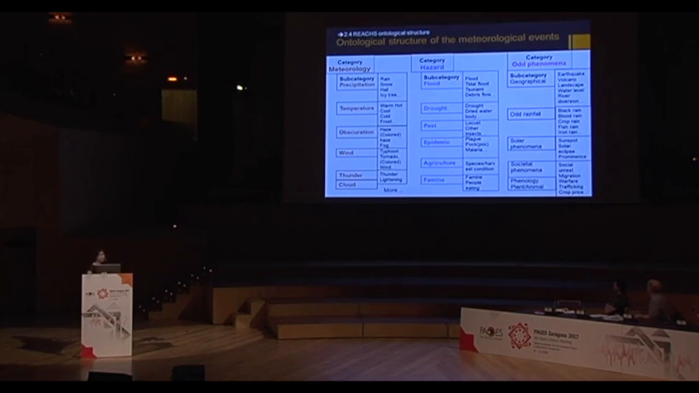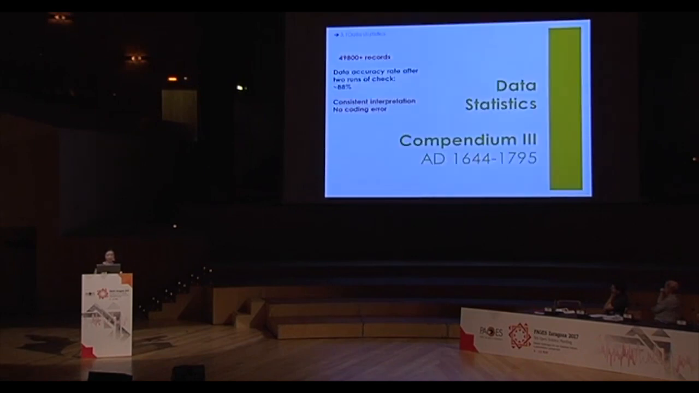So that is a brief snapshot of our ontological structure of the meteorological events. We have three main categories comprising meteorology, hazard, and other phenomena. Under every category, we have subcategories. For example, you have precipitation, temperature, obscuring, wind, and cloud under meteorology. And I noticed that many people are interested in flood, drought, or even social phenomena or solar phenomena. So everything in this compendium is coded in our database system.